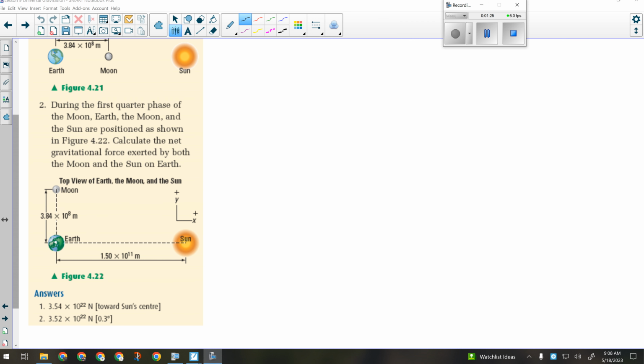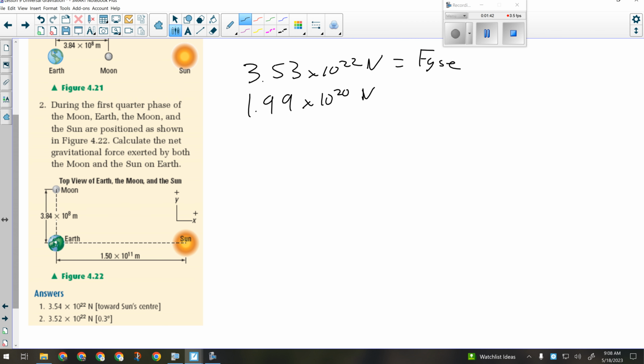So when you calculated that force of gravity between the sun and the earth, I think it ended up being 3.53 times 10 to the 22 newtons. And the one for the moon and the earth was 1.99 times 10 to the 20 newtons. Can you tell I've done questions like this involving the earth and the moon and the sun a lot? But I actually remember those numbers. Okay? So much useless information crammed in my brain.